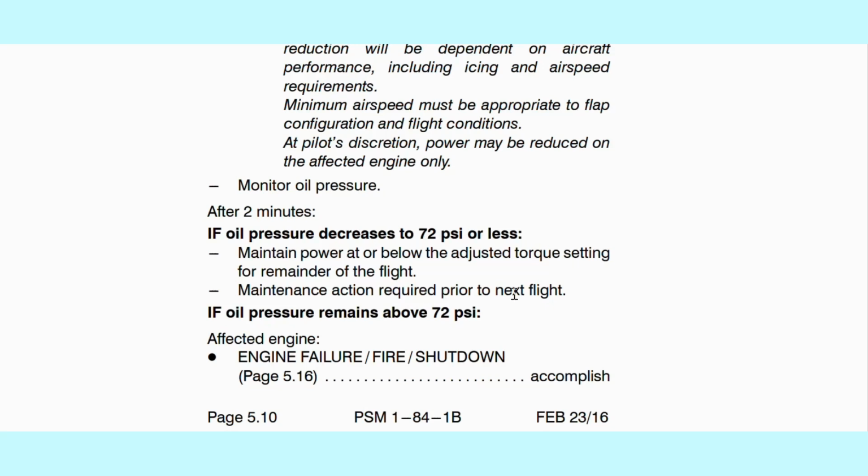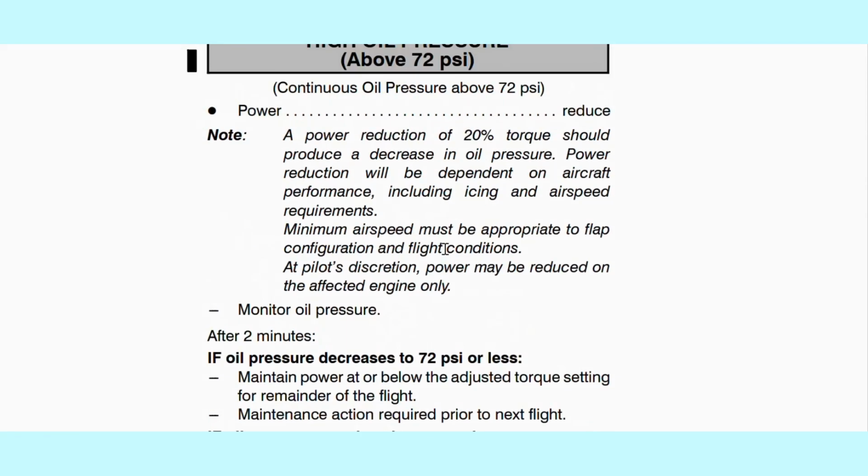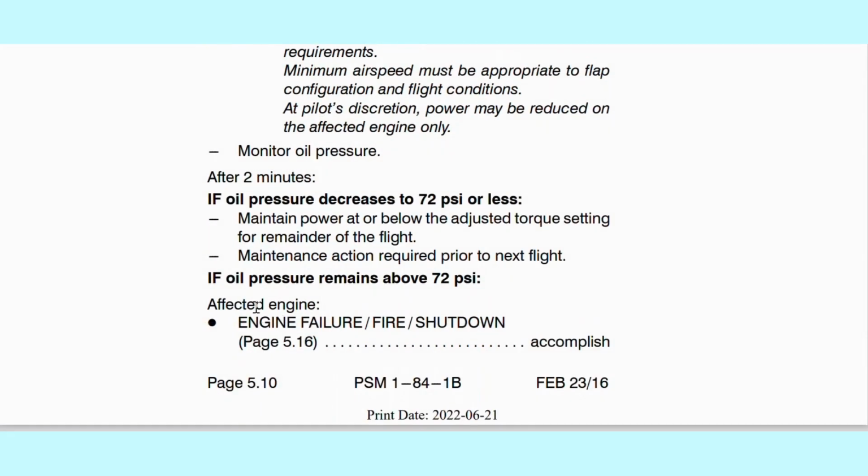But if you've done these things, the reduction of the power by 20%, and after 2 minutes you say, oh, the oil pressure is still above 72 psi, now you say, okay, we have to shut it down. So you call for the engine failure, fire, shutdown checklist.